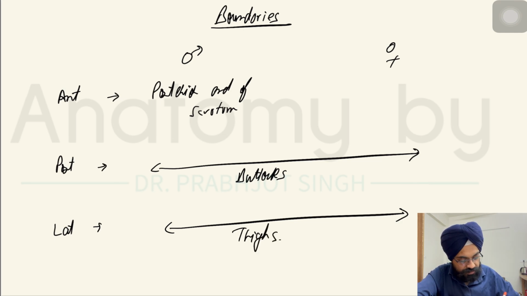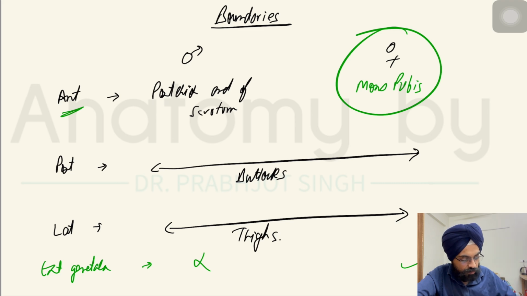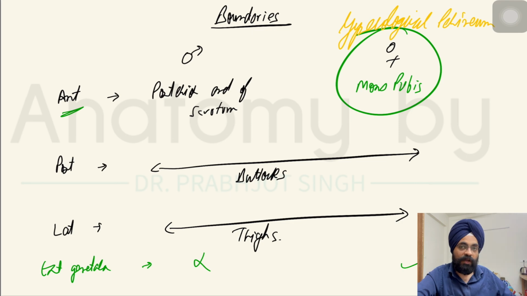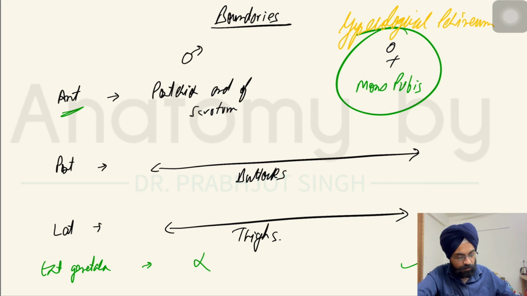In case of females, anteriorly it is different. It begins from mons pubis. So external genitalia is not the part of perineum in males, but it is the part of perineum in females. That's why in females the perineum is also known as gynecological perineum. I hope that's clear. Okay. So these are the superficial boundaries.